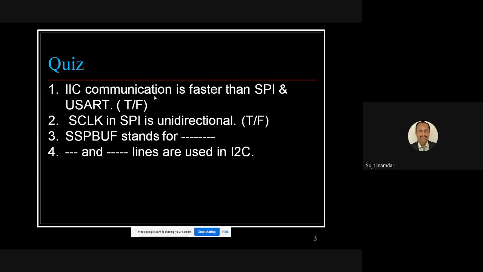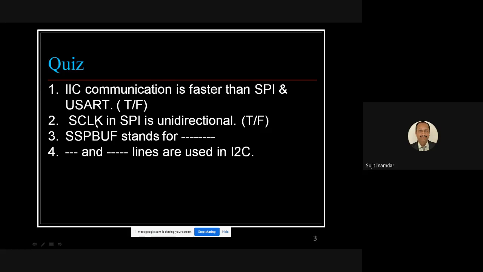Okay, no one is trying for this one, so we will just read it out. I2C communication is faster than the SPI and the USART. Related to that, yesterday we read one sentence, and if you are remembering, which one is the faster one? It is the SPI. So this statement will be false.